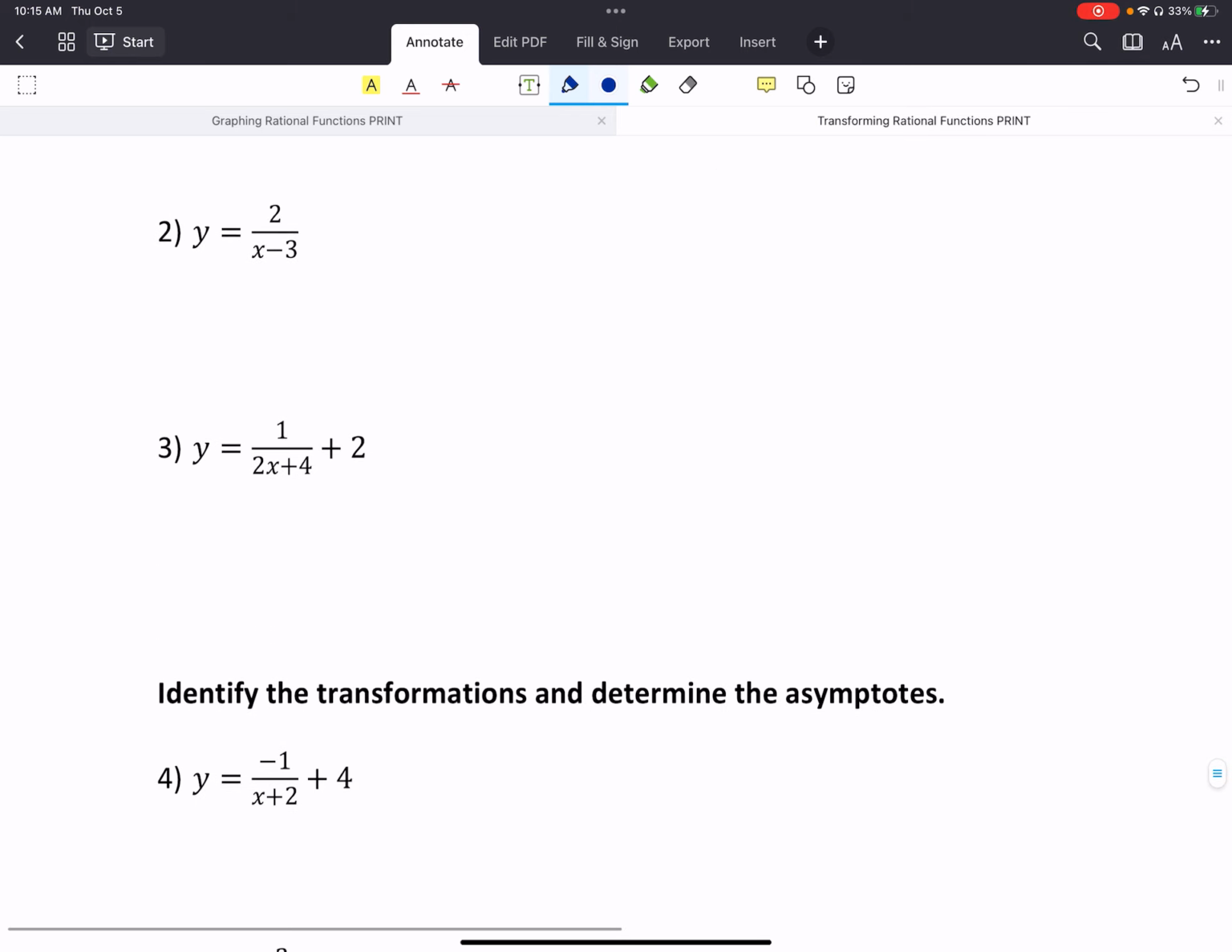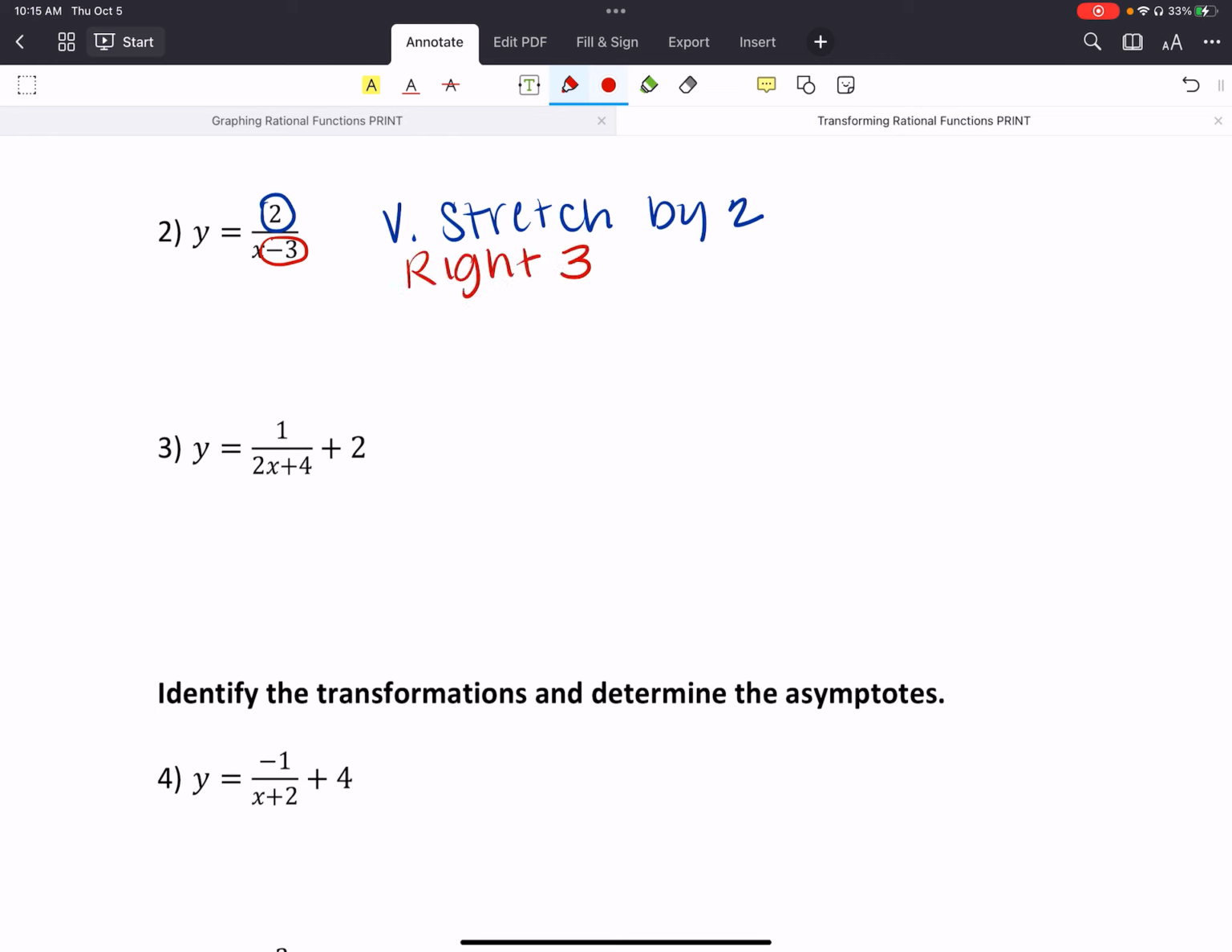So let's look at number 2. The 2 on top will tell us that this is a vertical stretch by 2. And the -3 on the bottom tells us it goes right 3.